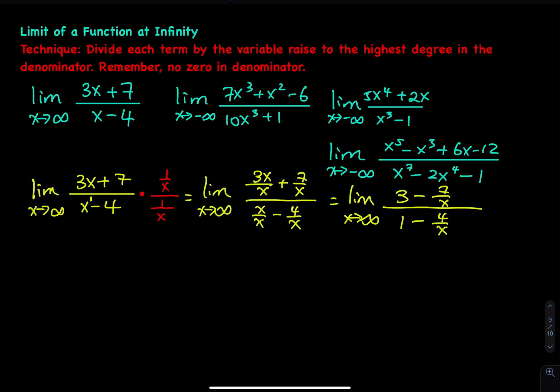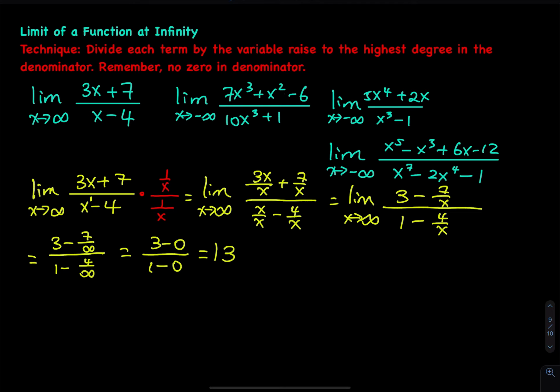Once x goes to infinity, the 7 divided by infinity and the 4 divided by infinity are just 0. So in the next line, you have 3 plus 7 over infinity, and then 1 minus 4 divided by infinity. Those two fractions are just 0, right? You take 7 divided by a huge value. So 3 minus 0, 1 minus 0. So the answer is equal to 3. That means y equals 3 is a horizontal asymptote of the function.